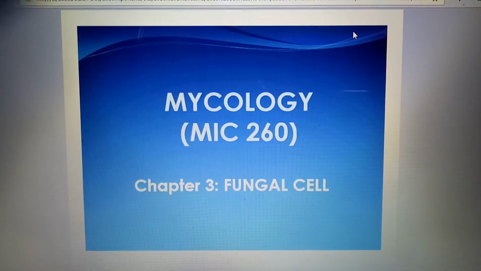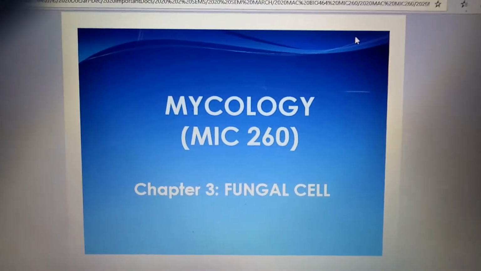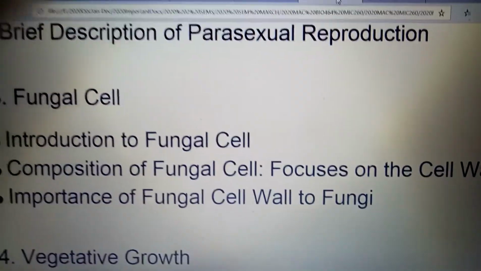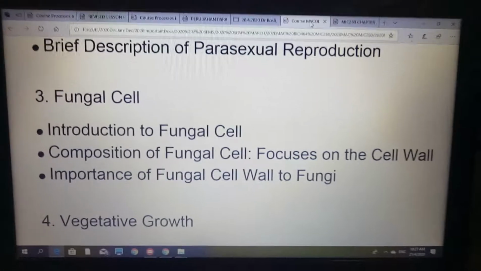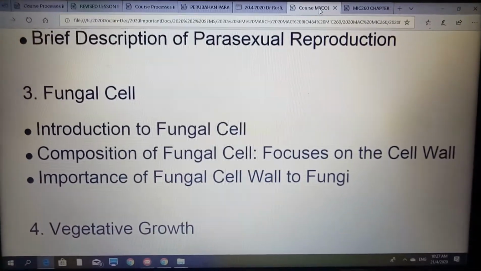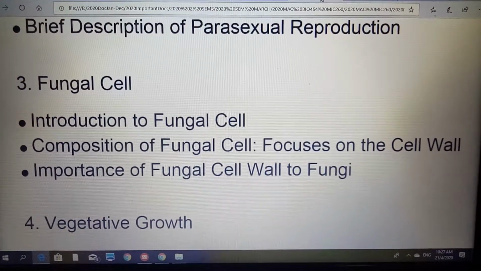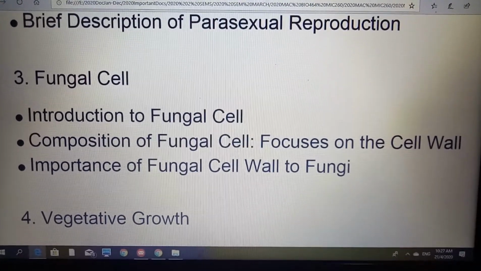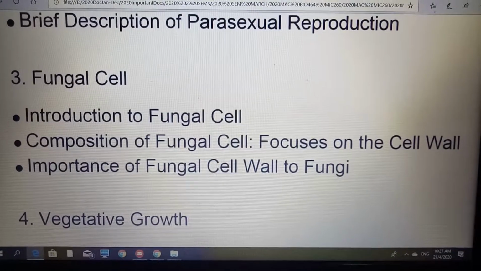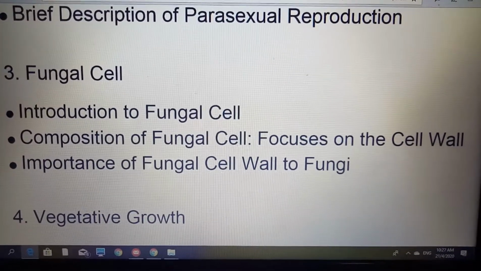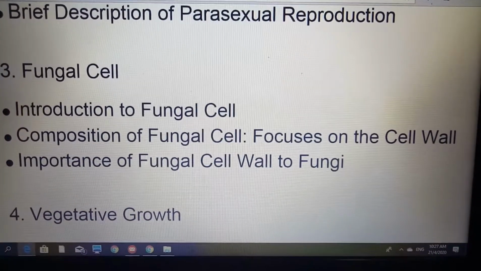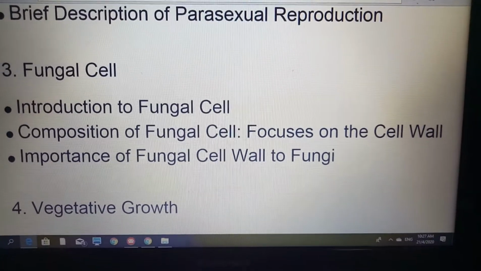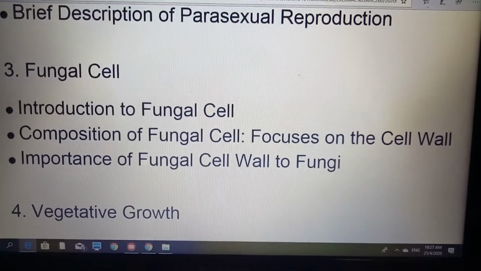MIC260 Mycology is about the fungal cell. If you look at your syllabus, this is the overview of chapter number 3, fungal cell. There are sub-chapters here, which are introduction to the fungal cell, composition of the fungal cell, focus on the cell wall, and importance of the fungal cell wall to fungi.